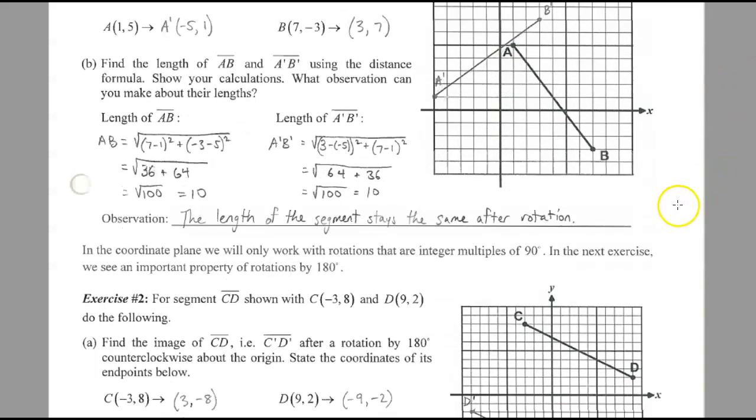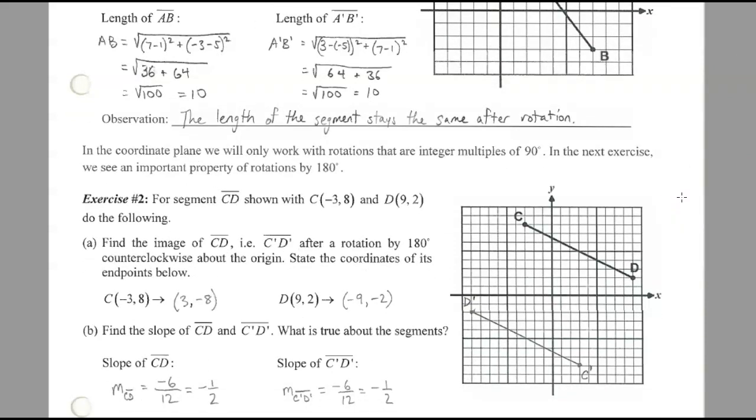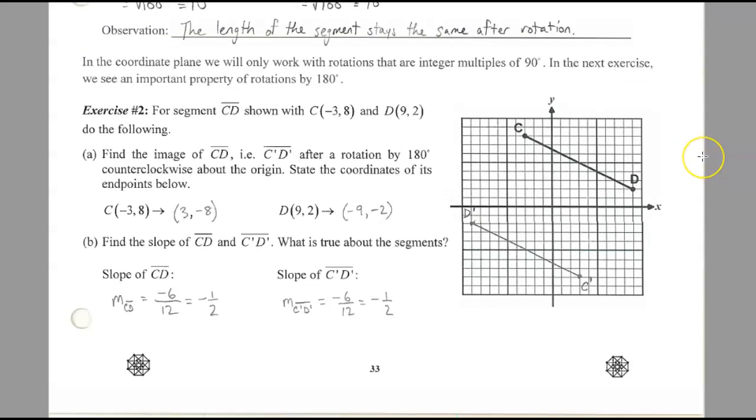So in the coordinate plane, we're only going to work with rotations that are multiples of 90. And we could see 90, we could see 180, we could see 270. So in exercise 2, we're talking about the image of CD after a rotation by 180. So if a 90-degree rotation switches the coordinates once, a 180 rotation would switch them twice and therefore put them back where they were. But what ends up happening is the signs change because it goes to the opposite quadrant. So if point C was in quadrant 2, it's going to move to quadrant 4 after a 180-degree rotation, but it would have switched to 8, 3 and then back to 3, 8. So that's why we have 3, 8 again, and it's negative 8 because we're in quadrant 4 for C prime.